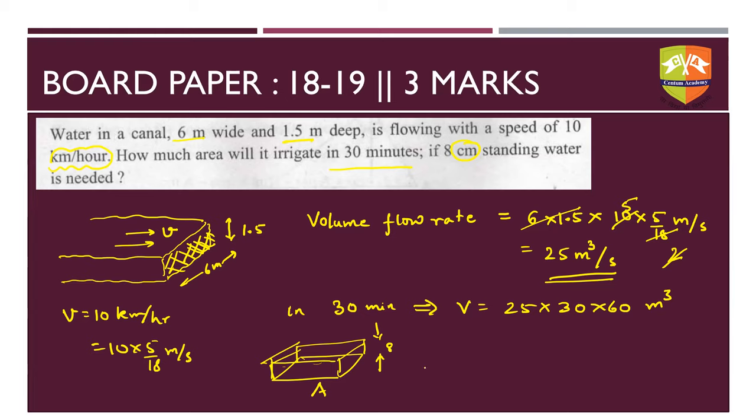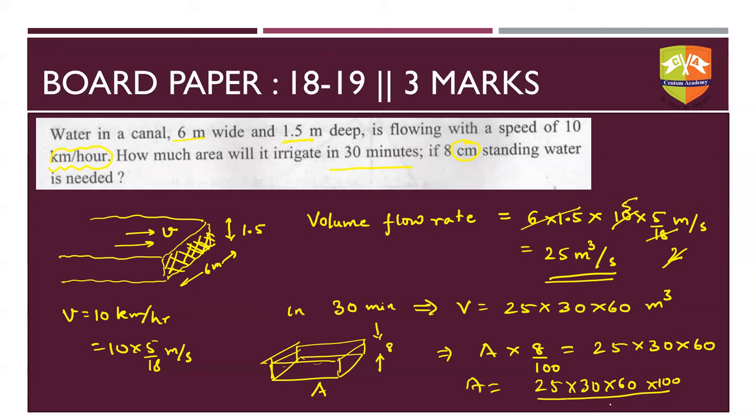So simply you now know A into 8 centimeter, that means 8 by 100 meters, is equal to this 25 into 30 into 60. Right. So hence what is A? A will be 25 into 30 into 60 into 100 by 8. Okay. So now you calculate. So hence what should I do?